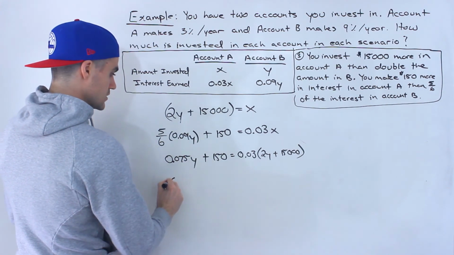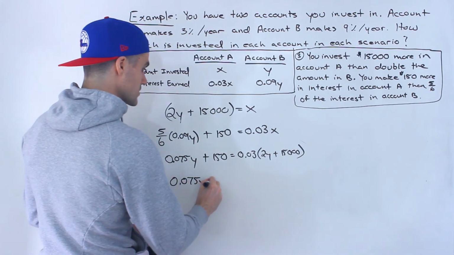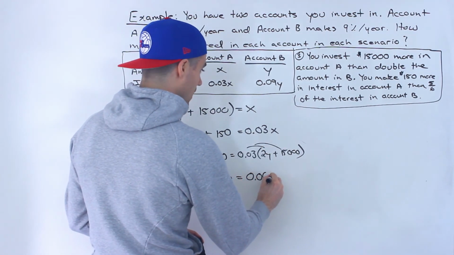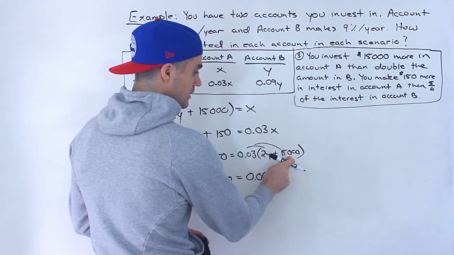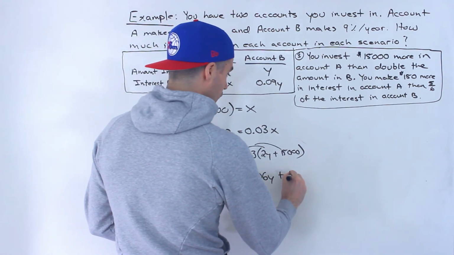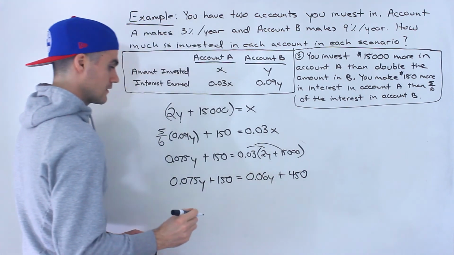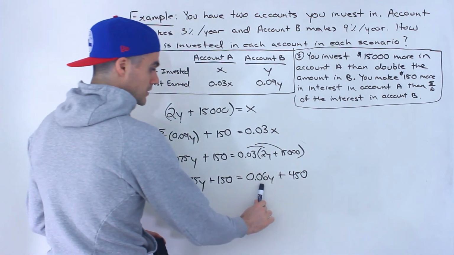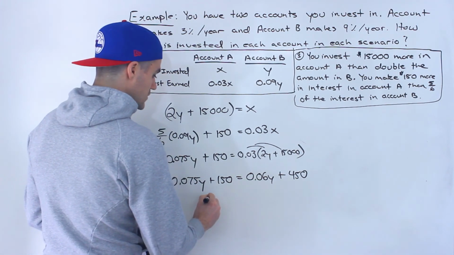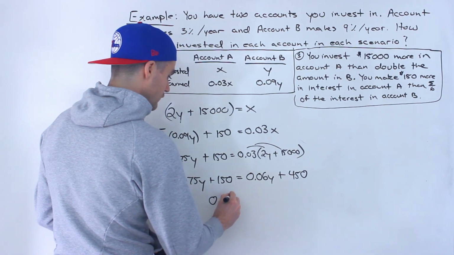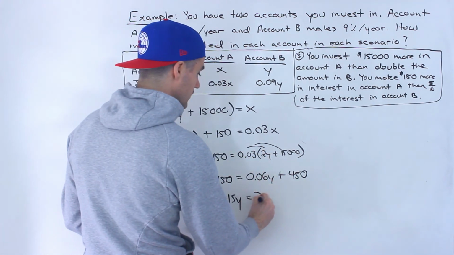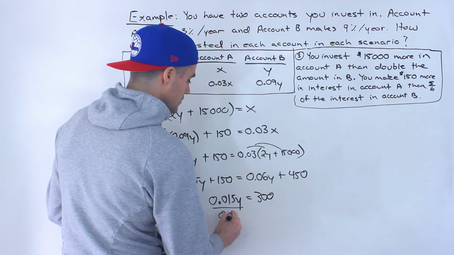So notice now we have an equation in terms of one variable. So we have 0.075y plus 150 equals, let's distribute over here. So we'd have 0.06y plus 0.03 times 15,000. That would give us what? 450. Like that. So now what I'm going to do, I'm going to bring the 0.06y over. So 0.075y minus 0.06y would give us 0.015y on the left side. And then the 150 I'll bring over. 450 minus 150 gives us 300. Like that. Divide both sides by 0.015.